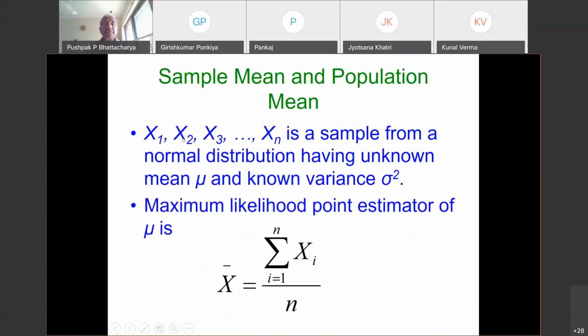If x1, x2, x3 up to xn is a sample from a normal distribution having unknown mean mu and known variance sigma square, then the maximum likelihood point estimator of mu is x bar, which is the sum of xi divided by n. This is the maximum likelihood point estimator. This is also one of the triumphs of probability theory, which says that the sample mean is the best estimate of the population mean.